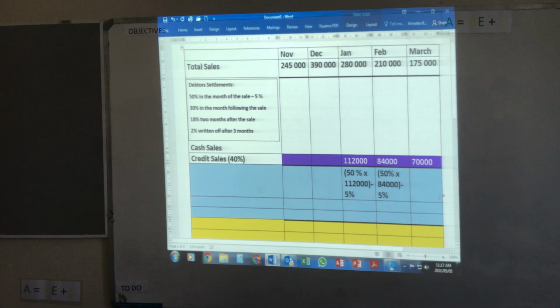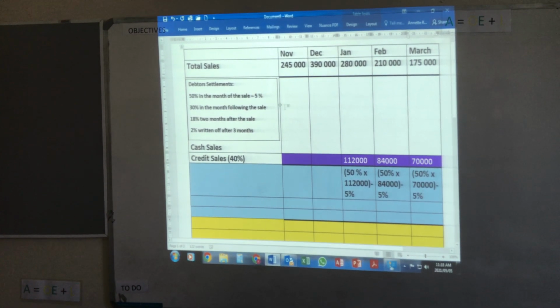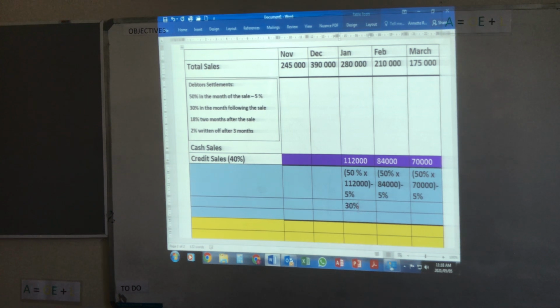And then here, we're going to have our 50% of our 70,000. And don't forget, minus the 5%. That's how we think, because of the information given to us here. The next thing is 30% in the month following the sale. So if I have 30% here, January, I'm going to have 30% of, and now, what now? Do I know the amount? Which amount am I looking for? 84.